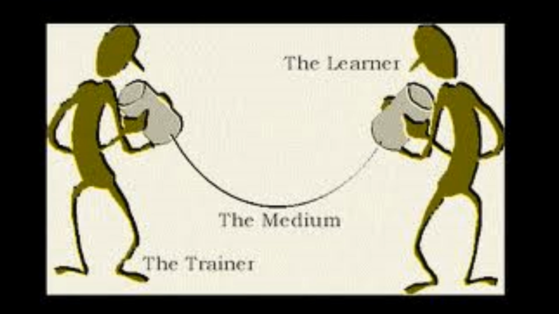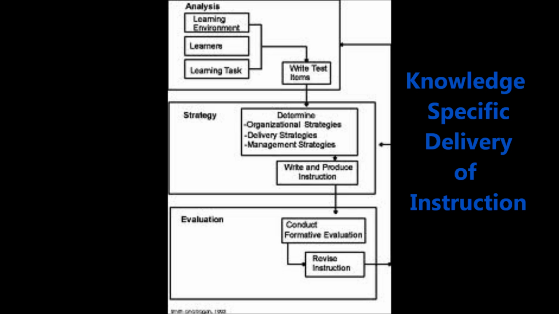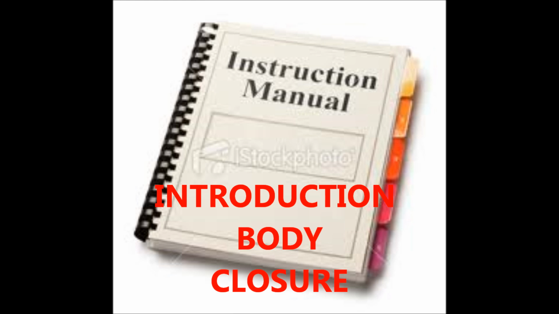Now let's talk about these delivery strategies. They deal with which medium works best and how learners will be grouped. Smith and Reagan spent time in chapters 8 through 12 of their book addressing knowledge-specific delivery of instruction. They gave a very detailed and prescriptive nature of instructional strategies, which is what makes their model very different. They spend a lot of time on the actual instructional part of their work.